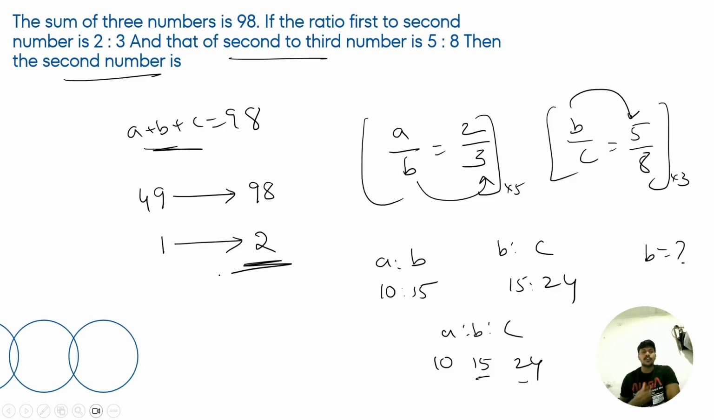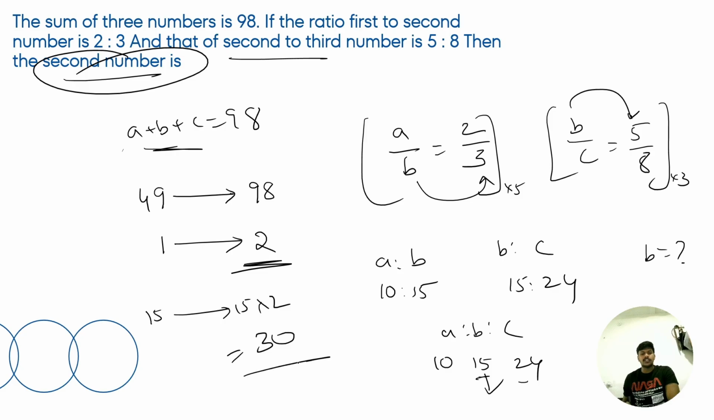Okay. Now what I want to find out? I want to find out the second number, which is equal to 15 units. So 15 units value is equal to 15 into 2. That is equal to 30. That's the value of the second number. I hope these are clear.